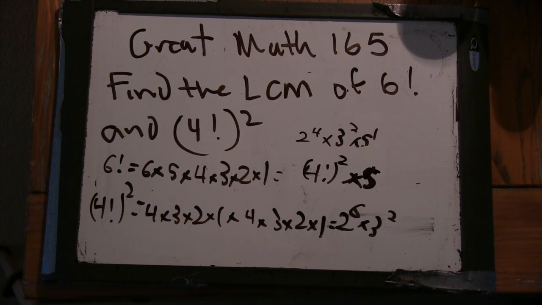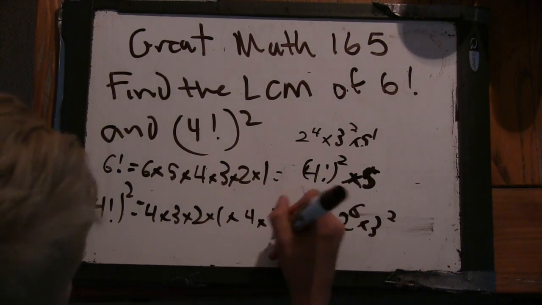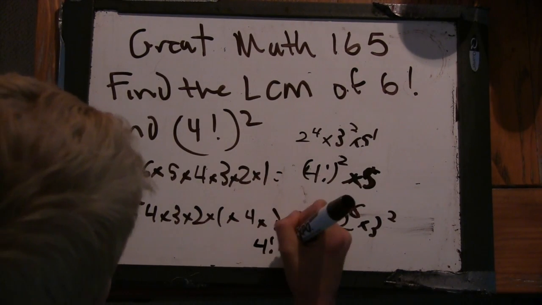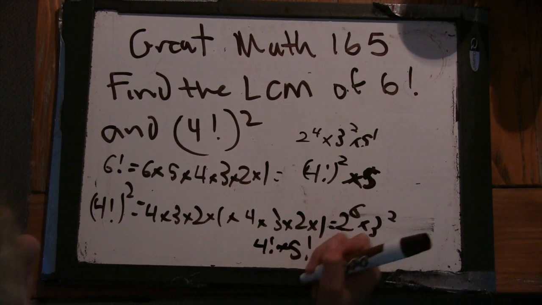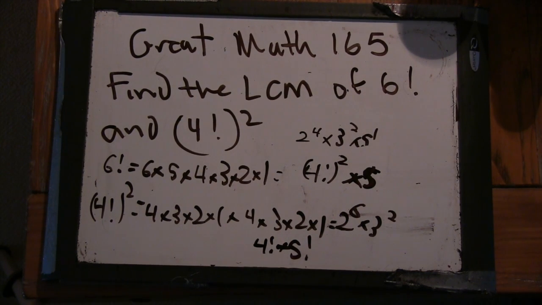4 factorial is 24. That would be 24 times 24 times 5. Can you find a different way to write this as a product of factorials? Something factorial times something else factorial. Well, it would be 4 factorial times 5 factorial. Aha! That's another really cool way to write it.